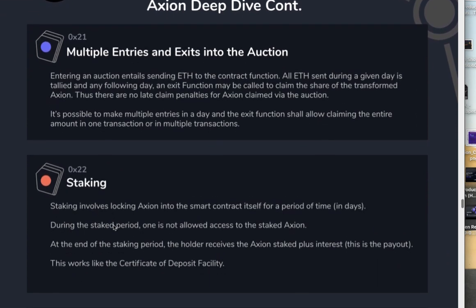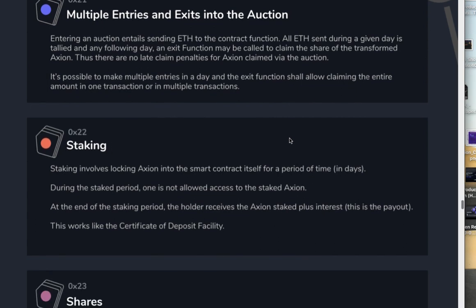Multiple entries and exits into the auction. Entering an auction entails sending Ethereum to the contract function. All Ethereum sent during the given day is tallied, and any following day an exit function may be called to claim the share of the transformed Axion. Thus there are no late claim penalties for Axion claimed via the auction. It's possible to make multiple entries in a day, and the exit function shall allow claiming the entire amount in one transaction or in multiple transactions.